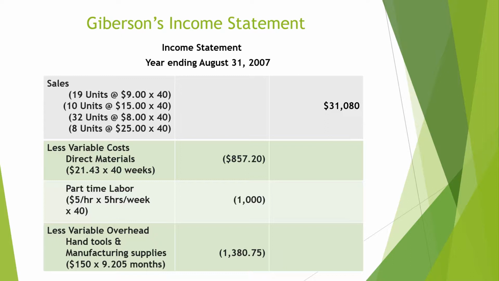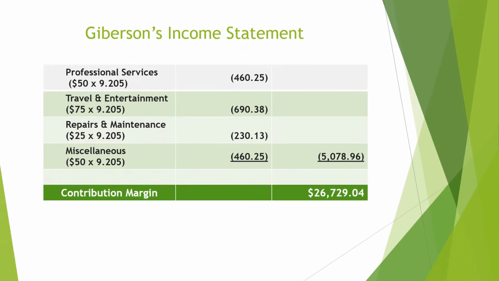The variable cost will be subtracted from the total sales to determine the contribution margin. The variable costs add up to be $5,078.93 and leave a total contribution margin of $26,729 with 4 cents.